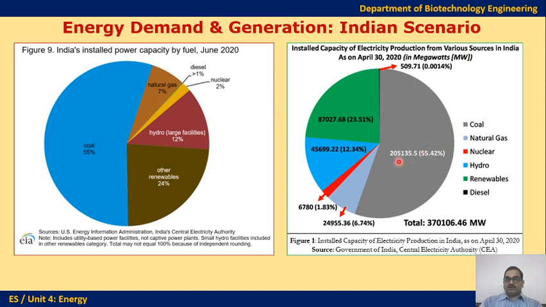We have around 370,106 megawatt installed power capacity, of which the large portion is for coal, as seen here, roughly 55%. So we have different forms of energy being used in India, but there is a significantly lower quantity compared to nuclear power or even renewable energy. It's a combination of different types of renewable energy, which needs to increase over time.